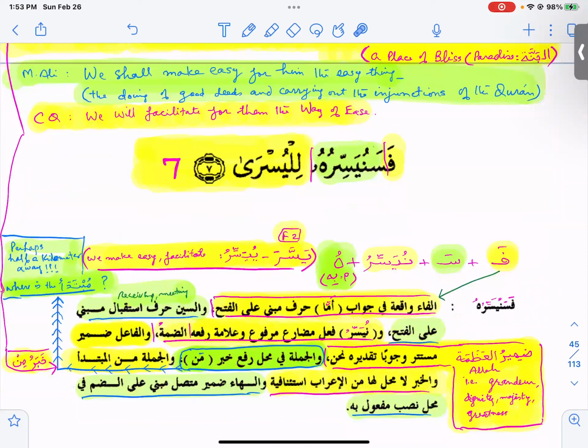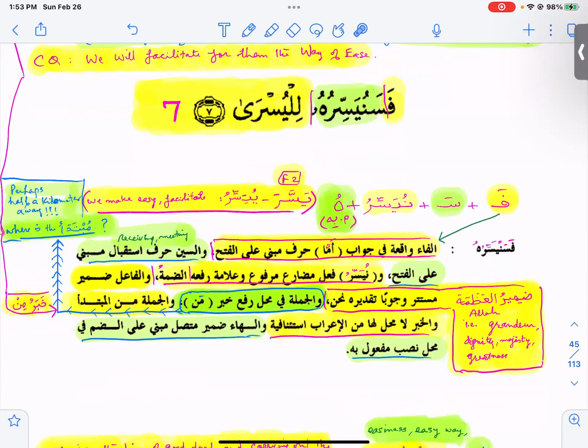Seen, harfu istiqbal, mabni ala l-fath, goes to the futurity. And then nuyassiru, fi'lun mudari' marfu'un, wa alamatu raf'ihi dhamma. Fine. Fa'il mustatir wujuban taqdiruhu nahnu. See, nuyassiru comes, it becomes nahnu, which is Allah subhanahu wa ta'ala. So whenever, remember my brothers and sisters, whenever Allah comes as a plural, nahnu, then we have to say damirul azamati, that is Allah, in his grandeur, dignity, majesty, greatness. Remember to use damirul azamati always when Allah talks in plural.